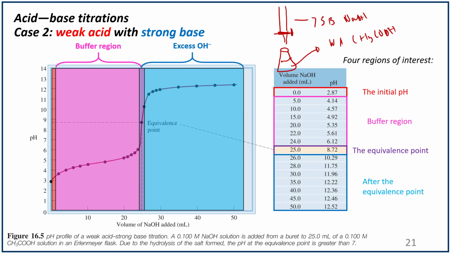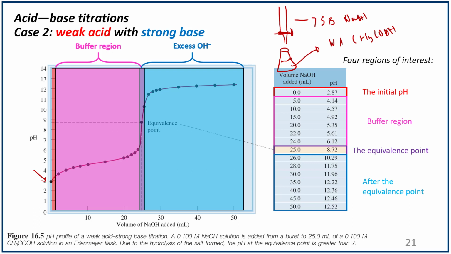Again, there are four regions of interest that we would like to do calculations of and to look at. At the initial pH, similar to the strong acid we considered earlier, HCl, and for that matter, perchloric acid, the pH is at acidic values. However, note that this value is higher than the pH of hydrochloric acid in the titration curve earlier before any NaOH was added. So that is one difference when a weak acid is being titrated with a strong base.